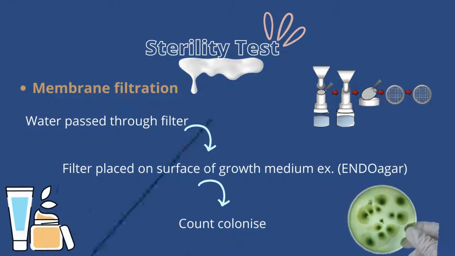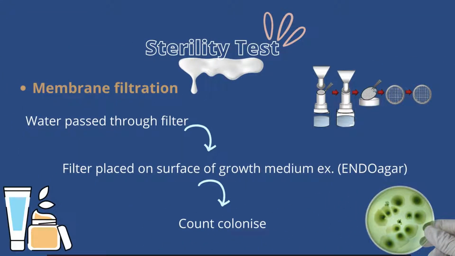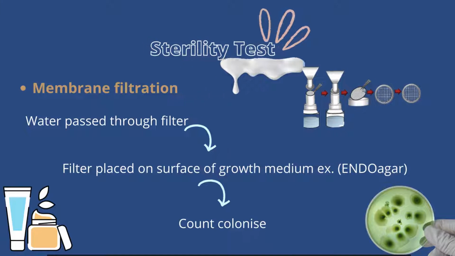Method of membrane filtration. First, the solution passes through the filter. Second, the filter is placed on the surface of a growth medium, for example endo agar. Third, count colonies.